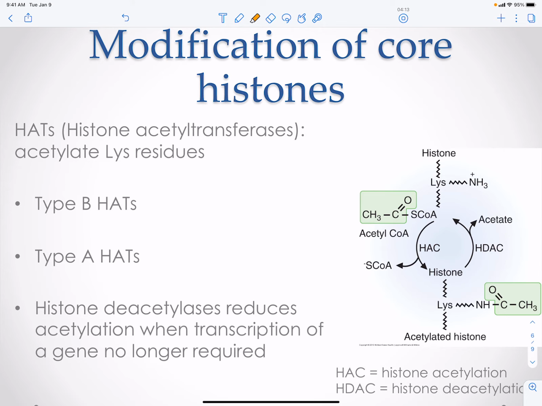So we have our HATs, or our histone acetyltransferases, and these are going to add acetyl groups to our lysine residues. So here you have your acetyl-CoA, you have your histone with our lysine residue shown here, and then this acetyl group is going to be added to the histone, and acetylated histones are going to be more transcriptionally active.